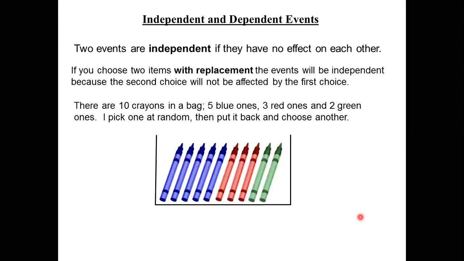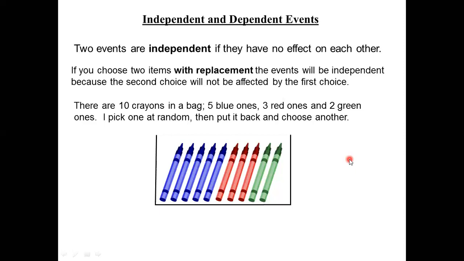We have already talked about what dependent and independent events are. So we're going to take this example right here that says there are 10 crayons in a bag, 5 blue ones, 3 red ones, and 2 green ones. I pick one at random, then put it back and choose another. So you can see we have the crayons: blue, red, and green. I pick one at random and then put it back and choose another. So this is a selection with replacement.